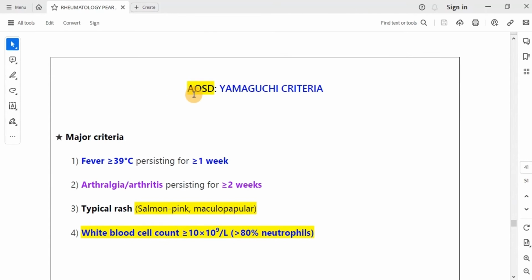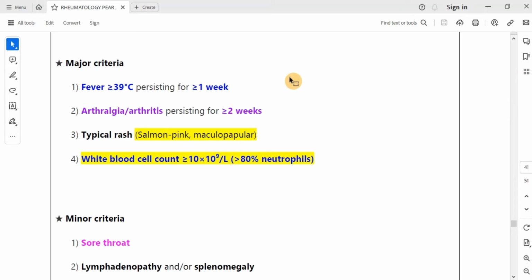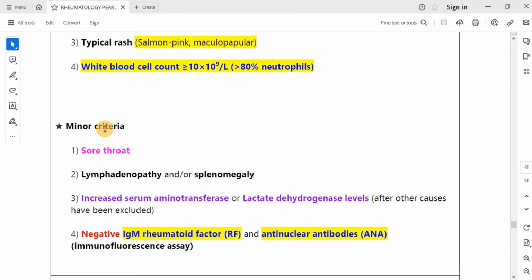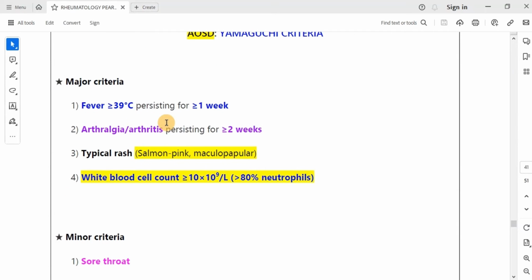Adult onset Still's disease can be diagnosed using the Yamaguchi criteria. There are some major criteria and some minor criteria. So there are 4 major criteria. Fever greater than or equal to 39 degrees Celsius, persisting for at least 1 week.